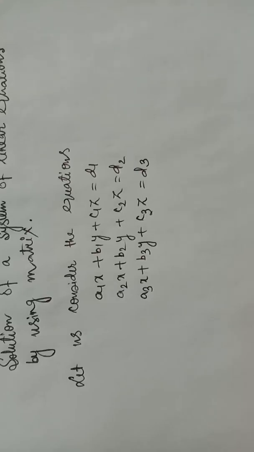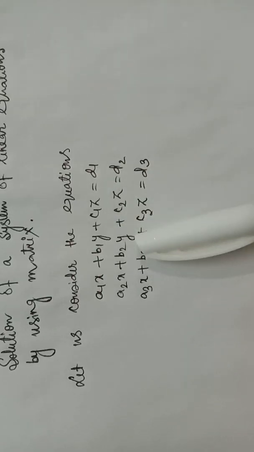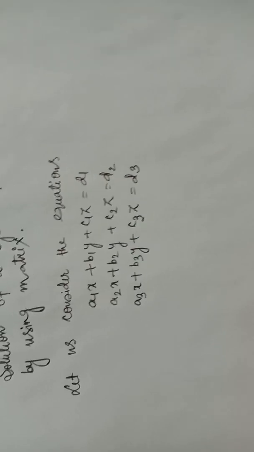Let us consider the equations a1x plus b1y plus c1z equal to d1, a2x plus b2y plus c2z equal to d2, and a3x plus b3y plus c3z equal to d3. We have taken three simultaneous equations in terms of x, y and z.